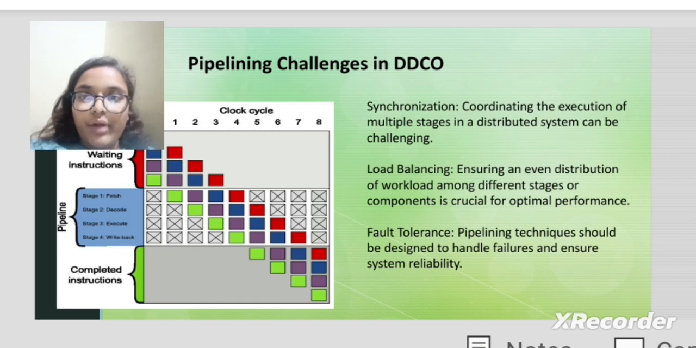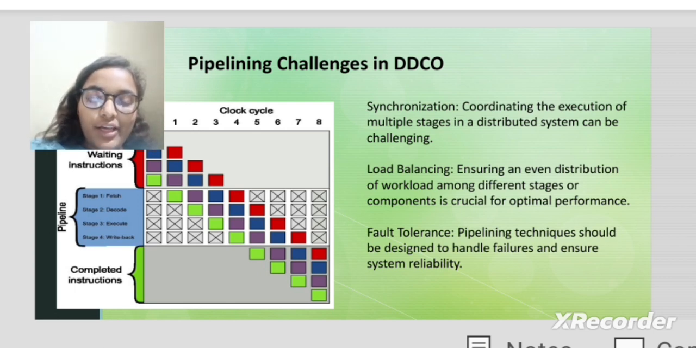Next is pipelining challenges in DDCO. Synchronization: coordinating the execution of multiple stages in a distributed system can be challenging. Load balancing: ensuring an even distribution of workload among different stages or components is crucial for optimal performance. Fault tolerance: pipelining techniques should be designed to handle failures and ensure system reliability.